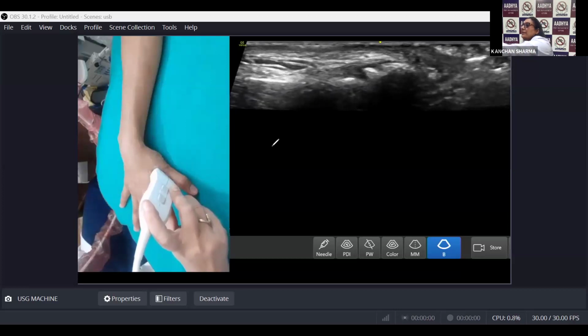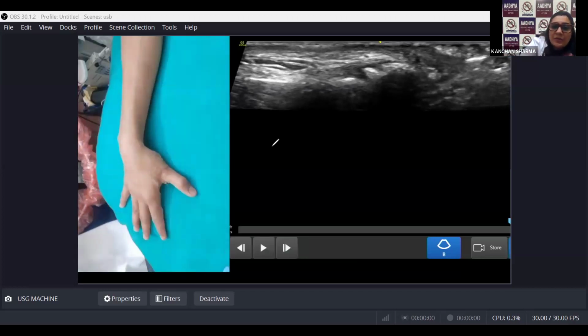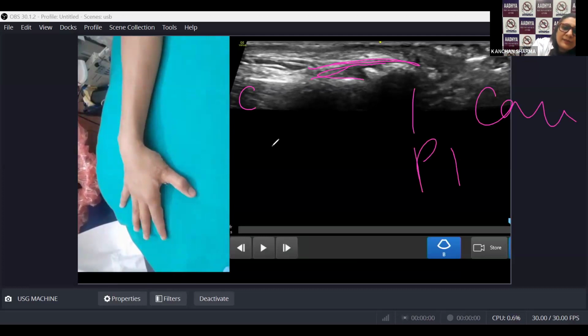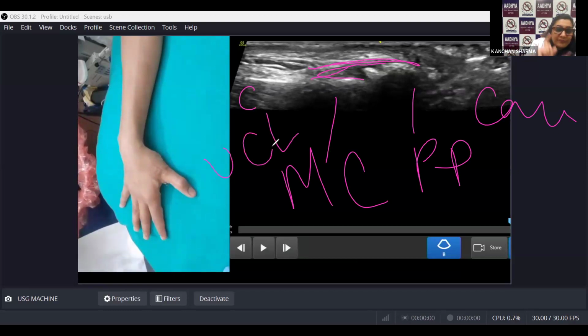Okay, I will freeze it here. So this is the ligament which you are seeing. I don't know, my pen is not working and with the fingers, I think it is becoming too bad. Okay. So this was the cranial side and this was the caudal side. So this needs to be the proximal phalanx and this needs to be the metacarpal. This is your ulnar collateral ligament of the thumb.